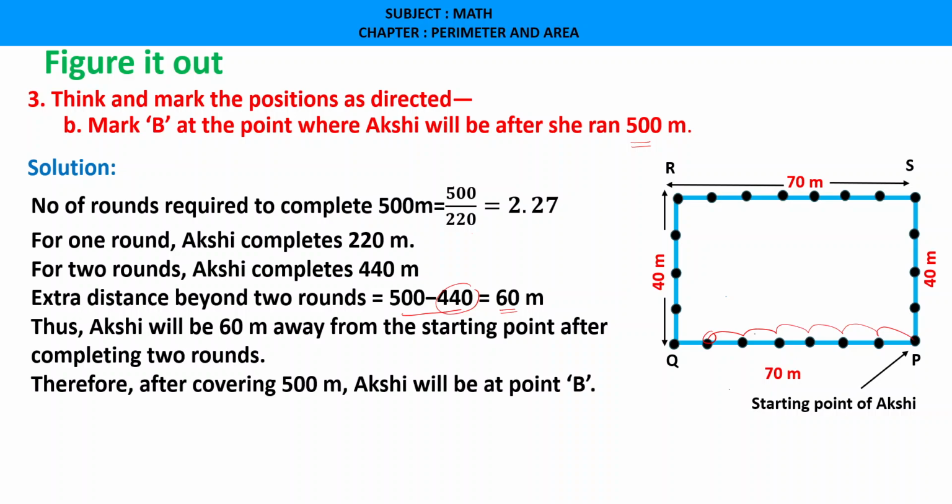So after completing 2 rounds, and after covering 500 meters, Akshi will be at point B, because she will be 60 meters away from the starting point. So this point is point B. This is where Akshi will be after completing 500 meters.